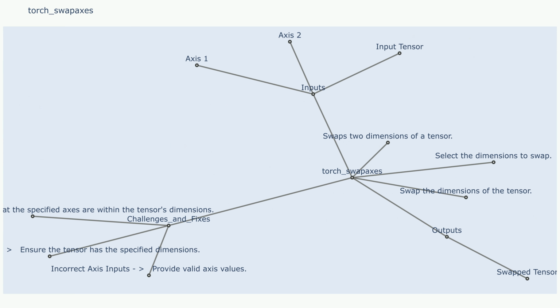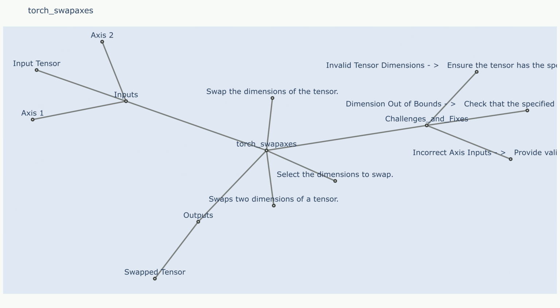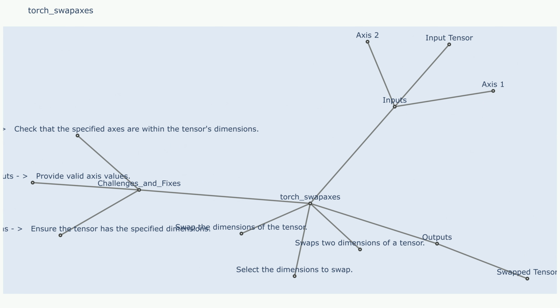Outputs. Output 1: swapped tensor, the output tensor with the specified axes swapped. It will have the same data as the input tensor but rearranged according to the specified axes. Output 2: none. This function doesn't return any additional values besides the swapped tensor.